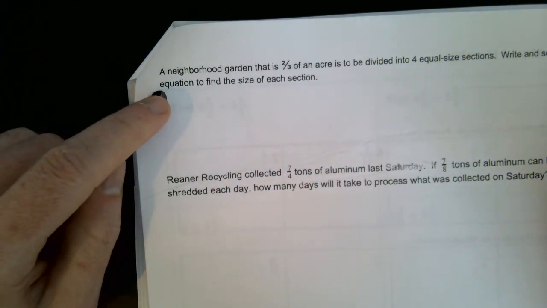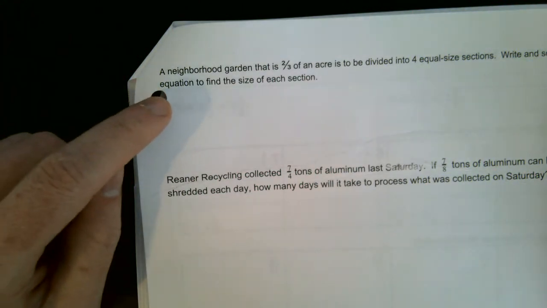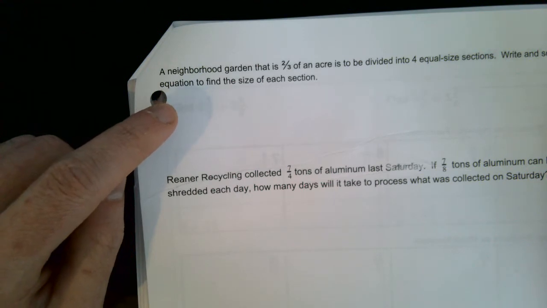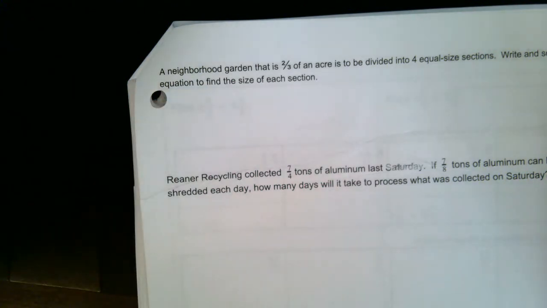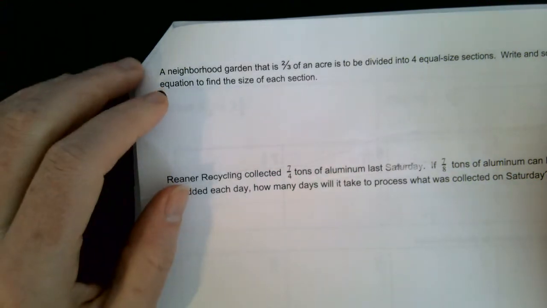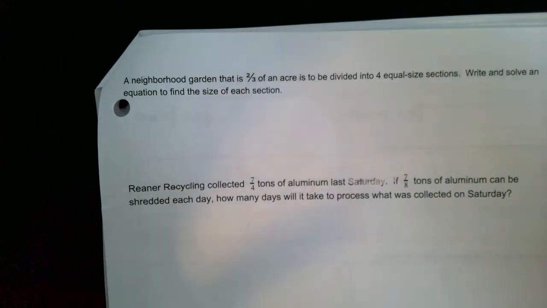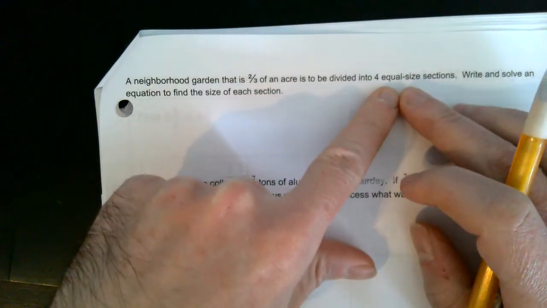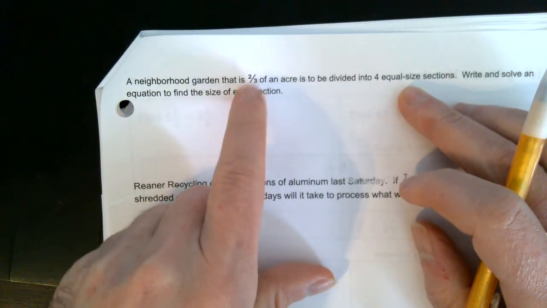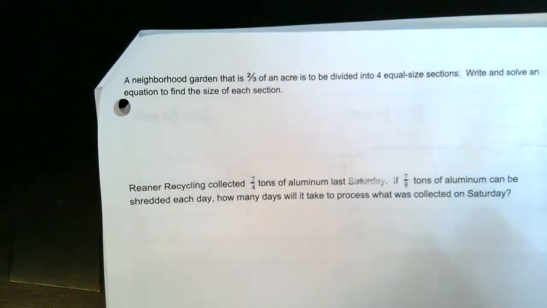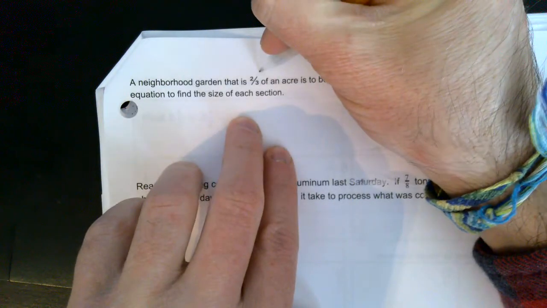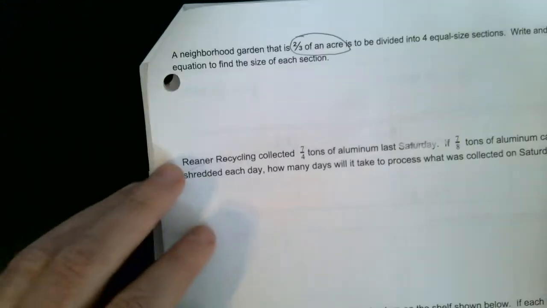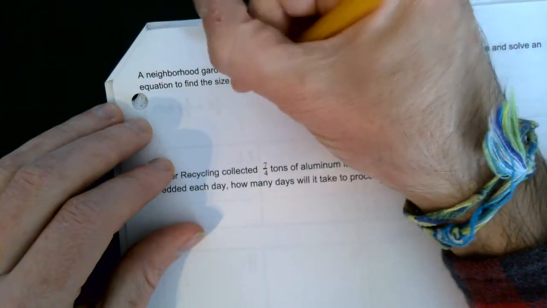A neighborhood garden that is 2/3 of an acre is divided into 4 equal size sections. Write and solve an equation to find the size of each section. First things first, we have to figure out which amount is being divided up. Are we dividing up the 2/3 of an acre, or are we dividing up these sections? To me, we're starting with this amount of land and we're dividing it up into sections. So this 2/3 of an acre, that's the dividend. That's going to be the first number. That's the number being divided up. So that's the number we're going to write first.